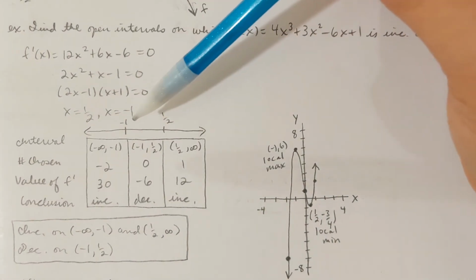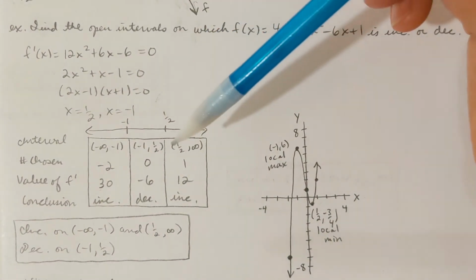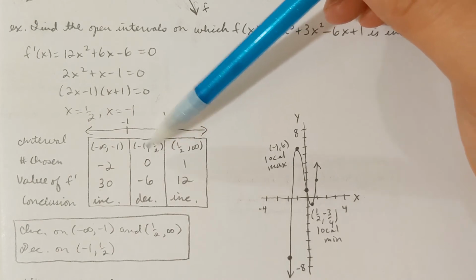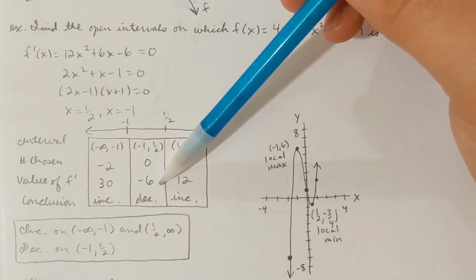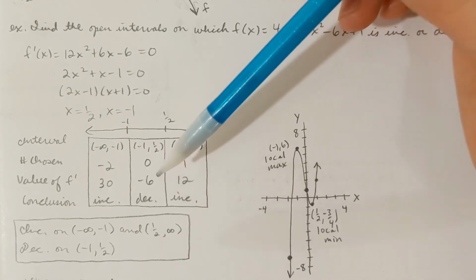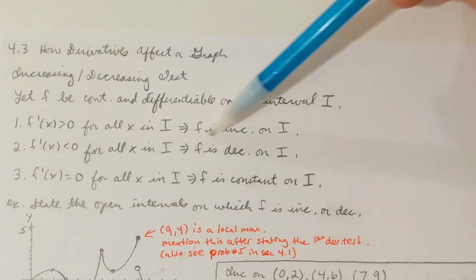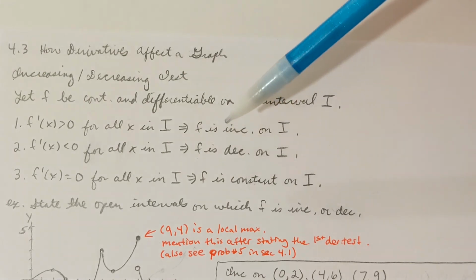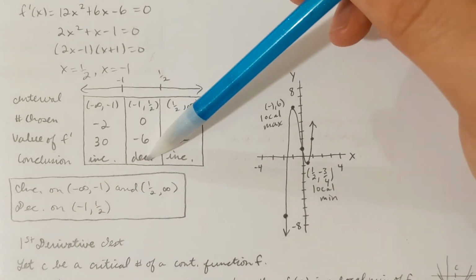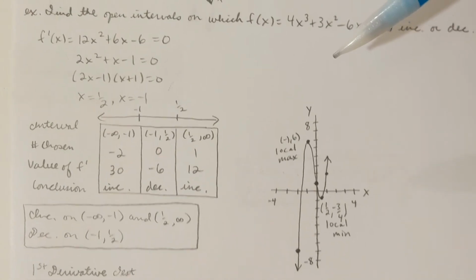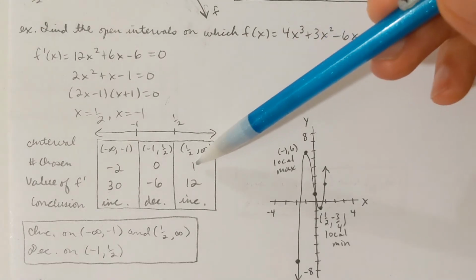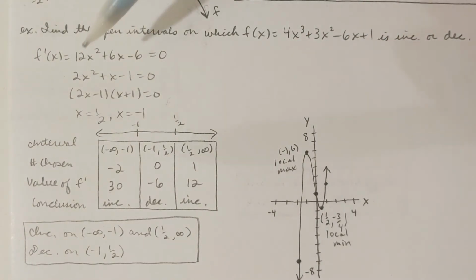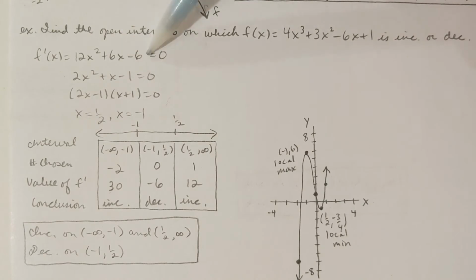Okay, so how about column 2? I need to select a number that is between negative 1 and 1/2. 0 would be a good number. If I plug 0 into the derivative, I get negative 6. The fact that that's negative means that I would be decreasing on that part of the graph. So my conclusion, I'll just write decreasing there for column 2. In column 3, I need to select a number that is bigger than 1/2. So if x is 1 and you plug that into the derivative, 12 plus 6 is 18, minus 6 is 12.